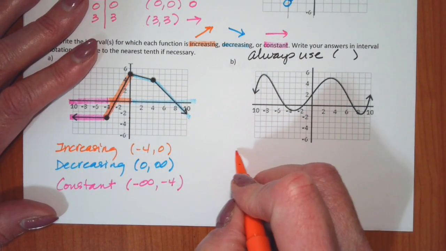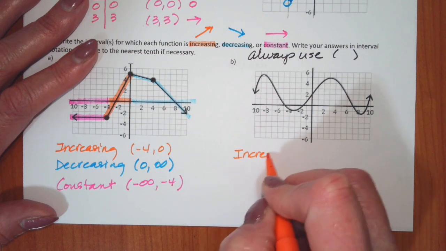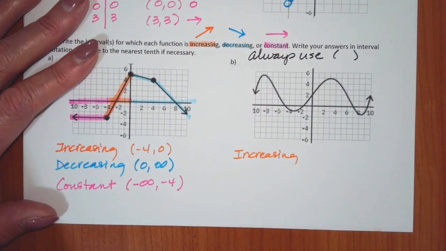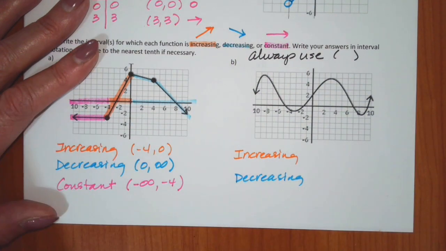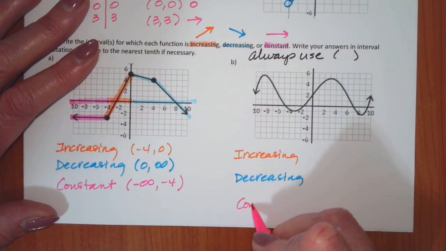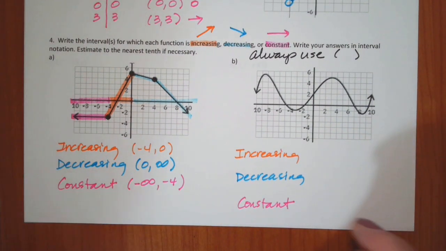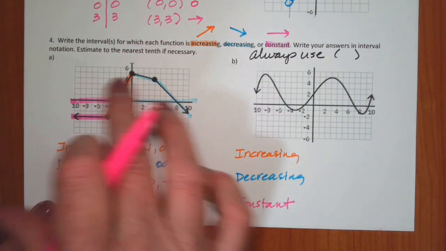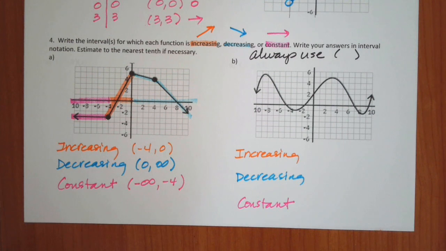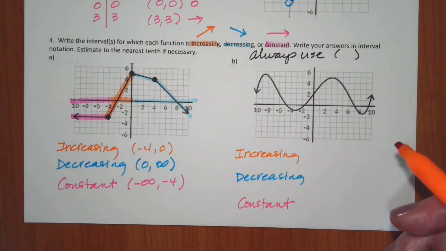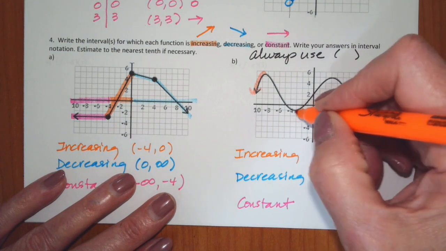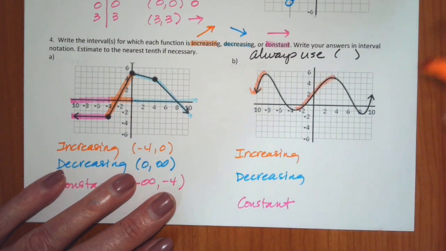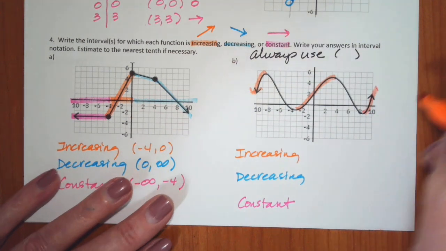Okay, so let's go ahead and do the same thing. Increasing, decreasing, and constant. Well, this one I did just by reading it from left to right. The way I'm going to do it this time is I'm going to find where it's increasing. Every place where it's increasing. So it's increasing from here to here, and of course that goes on forever. It's increasing from here to here, and it's increasing from here to here.